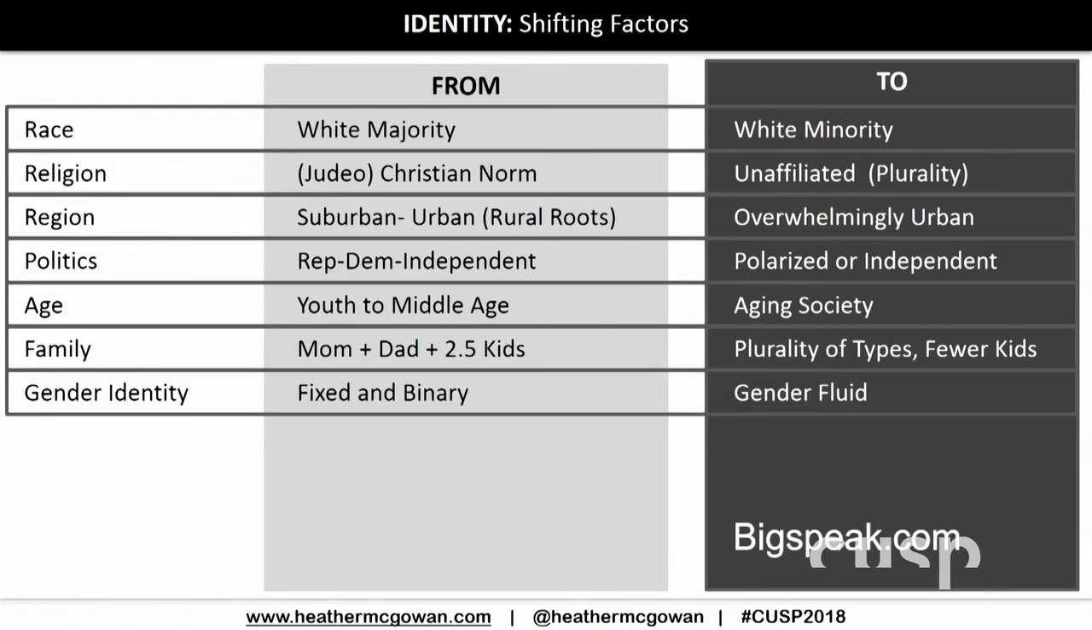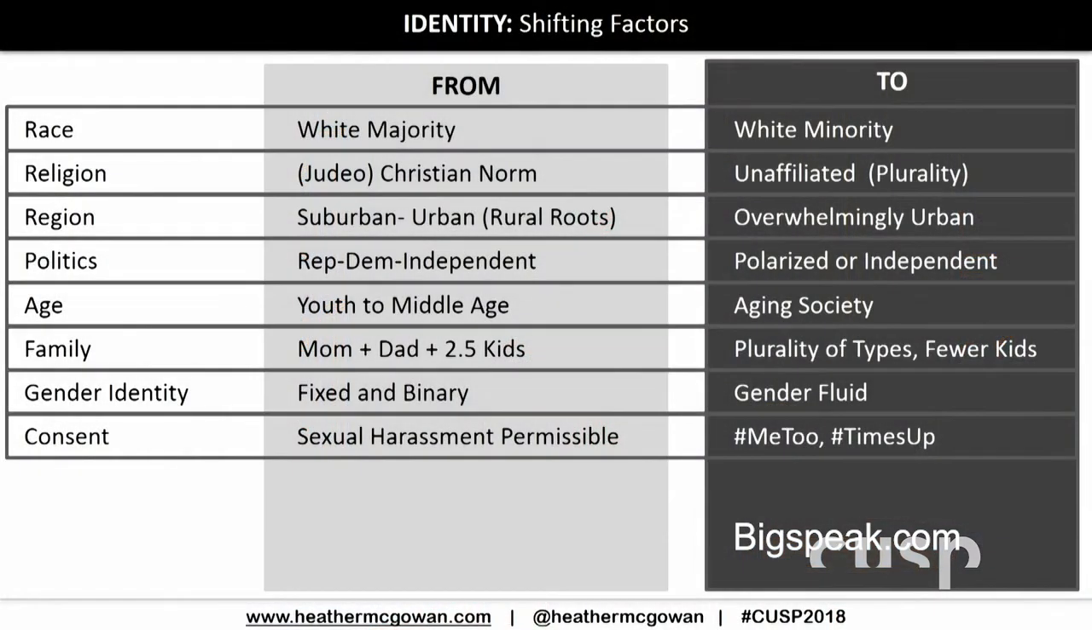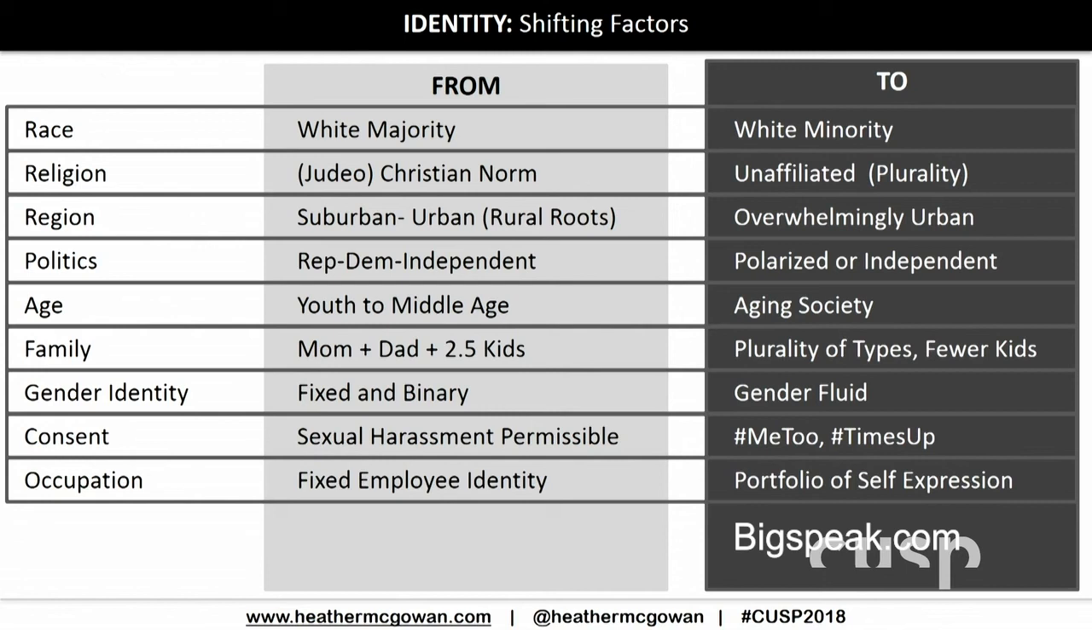Gender identity, it's in the news right now because someone's trying to change it, but it was fixed and binary when I was born. It's now much more gender fluid for a lot of people. Consent. So it was sort of silently permissible to sexually harass someone. Now we've got Me Too and Time's Up. Occupation, we talked about this a little bit at the beginning, but it used to be a fixed employee identity. The first thing you say to someone is what you do or what company you work for. I think we're moving towards a portfolio of self-expression, but we're not giving people the tools to talk about it.